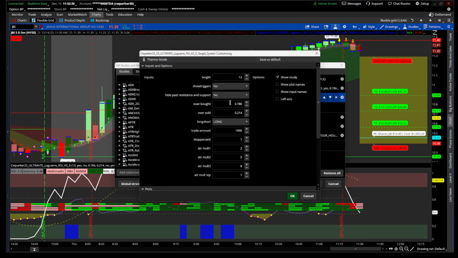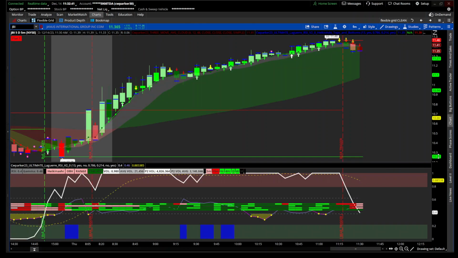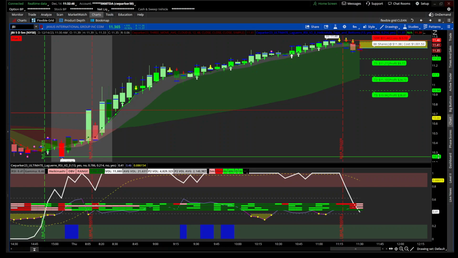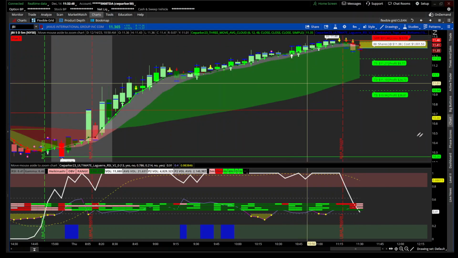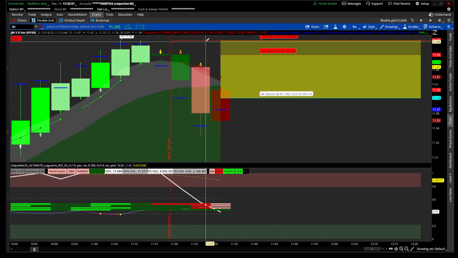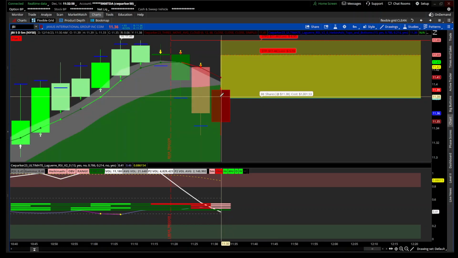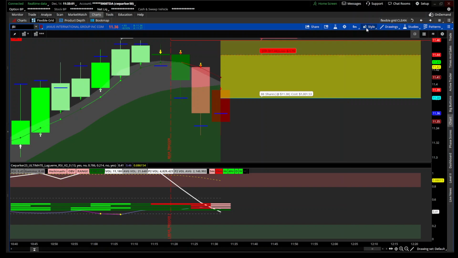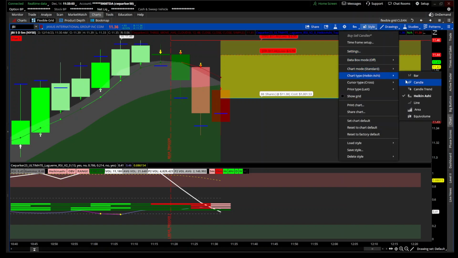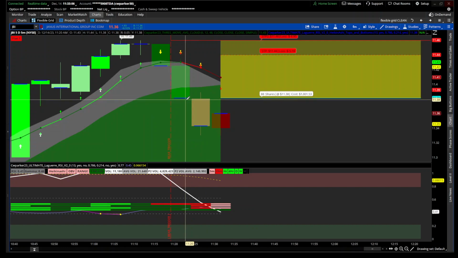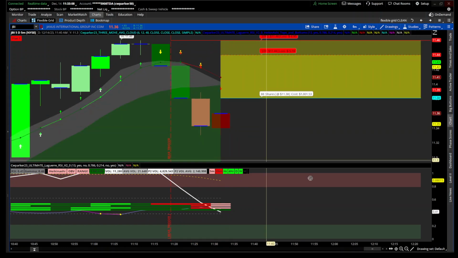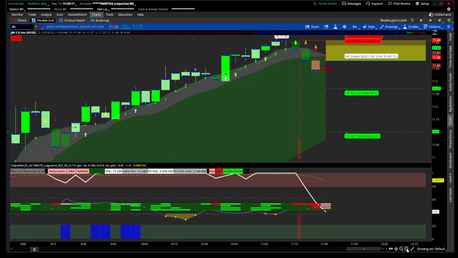But if we were to change this to short, there we go. It'd be a short opportunity. And that's your resistance line. This is your entry line right here for the low. I'm looking at it on the low of this candle will be your entry point for the short.